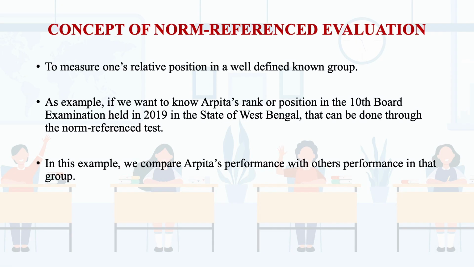And further, in this example, we compare Arpita's performance with others' performance in that group. You see, in that group, I don't know the number of learners. It may be in thousands, or it may be in lakhs. But what we are doing here is comparing the performance of Arpita with other students, other examinees who attended the 10th board examination in the state of West Bengal in 2019. Okay, so here we are comparing an individual score with a group score, and that is a well-defined group score.